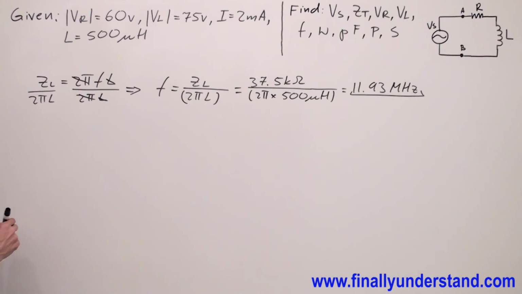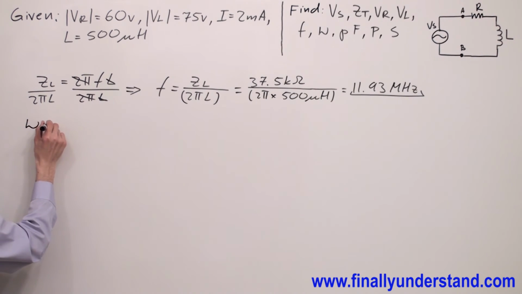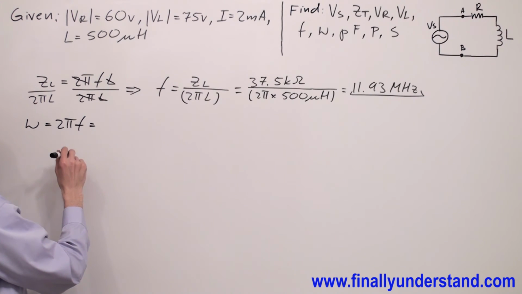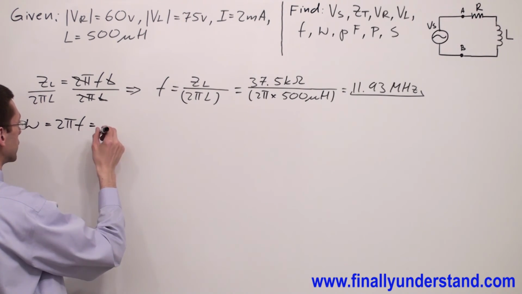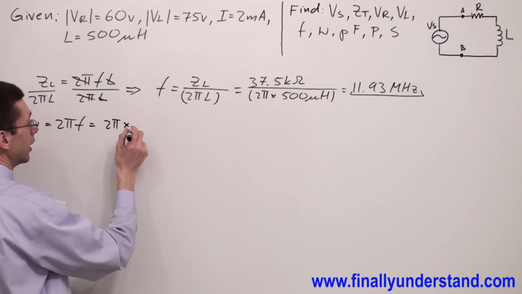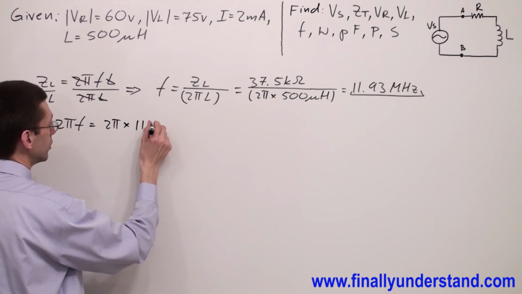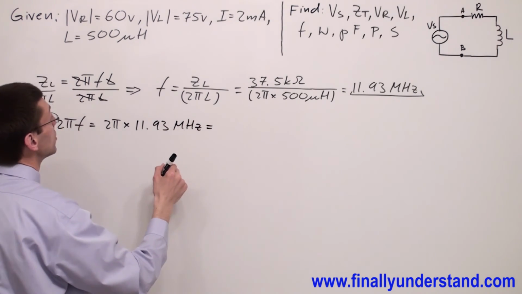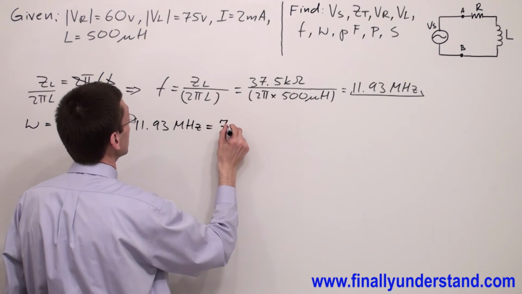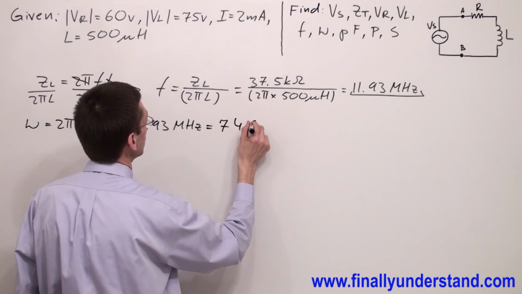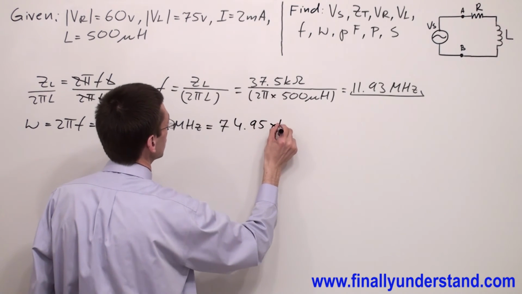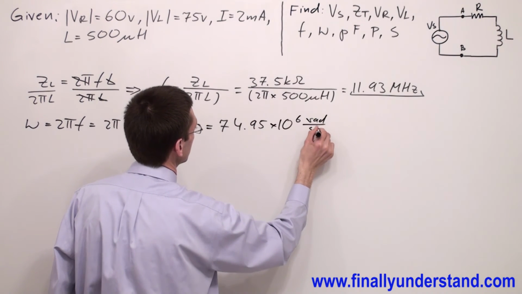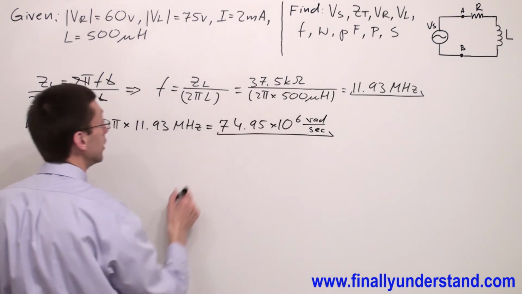Next we're supposed to find omega. Omega is equal to 2 pi F. So I have frequency, 2 pi is constant, so I have 2 pi times 11.93 megahertz. This is equal to 74.95 times 10 to the 6 radians per second. This is my omega.